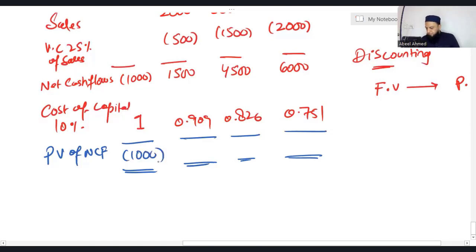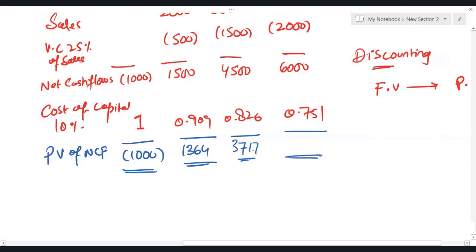I am just using my calculator. 1,500 times 0.909, I'm getting 1,363.5. Let's make it 1,364. And please do not worry about the rounding off. Okay. 4,500 times 0.826 is 3,717.